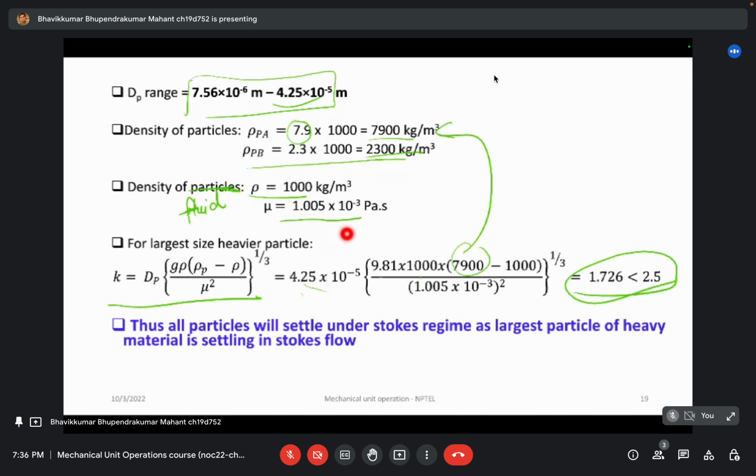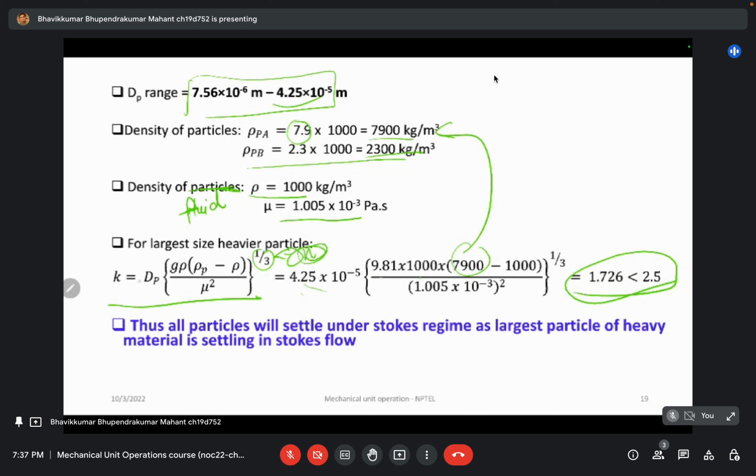The first step of this kind of example is to find in which regime the process is taking place. There are two regimes we need to take care of: Stokes flow regime or Newton's flow regime. According to this, we have to find the value of K. If it is below 2.5, we go for Stokes flow, and if it is more than 68.5, we go for Newton's flow. In between is the intermediate region, and accordingly we will use the value of n. In the next set of calculations, we don't have to bother about all these things.